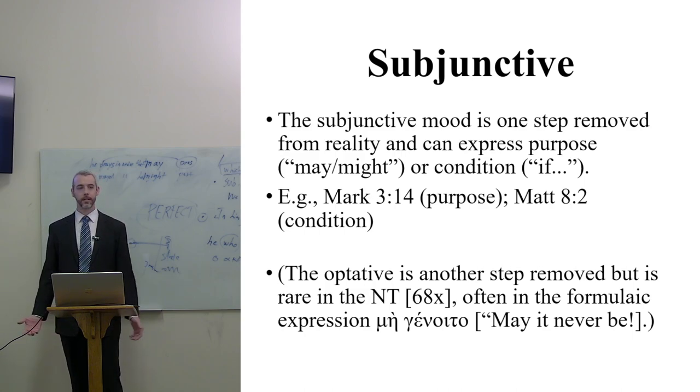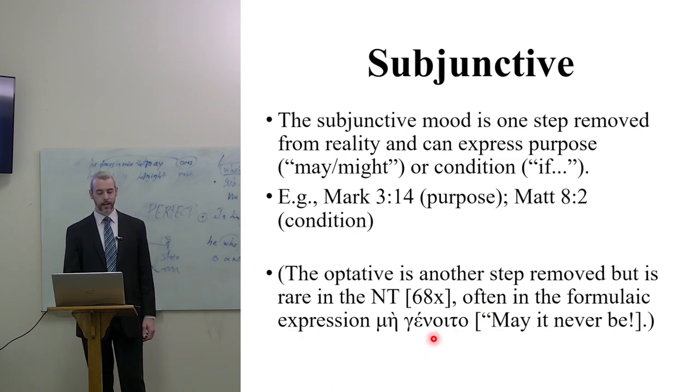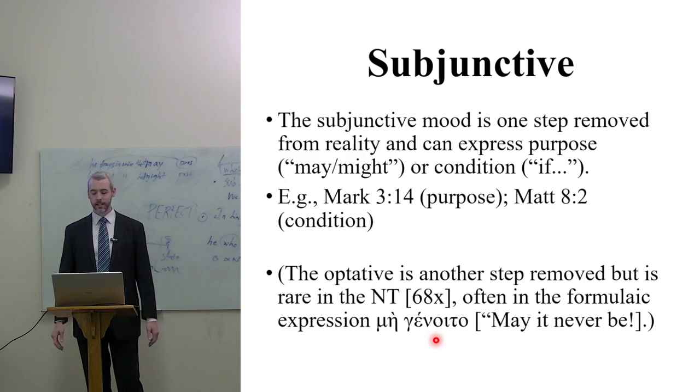The most common is the phrase Paul uses, mē genoito, may it never be, or God forbid, or I can't remember the other translation that is sometimes used. But literally, mē genoito is an optative verb from ginomai, which means to be or to become. And so mē is the negative. So it's may it never be. That's probably the best way to translate it. May it never be, may it never become, may it never happen is kind of the idea.